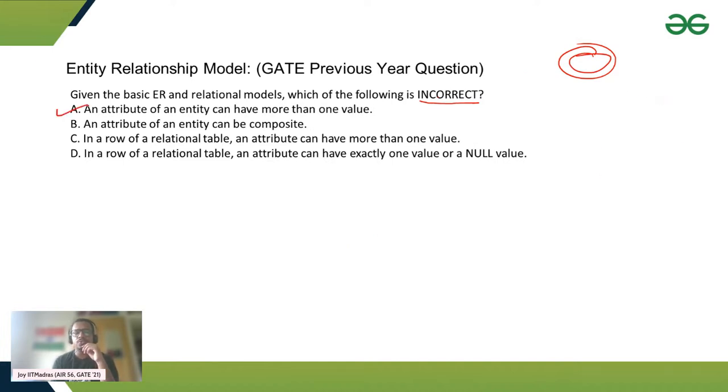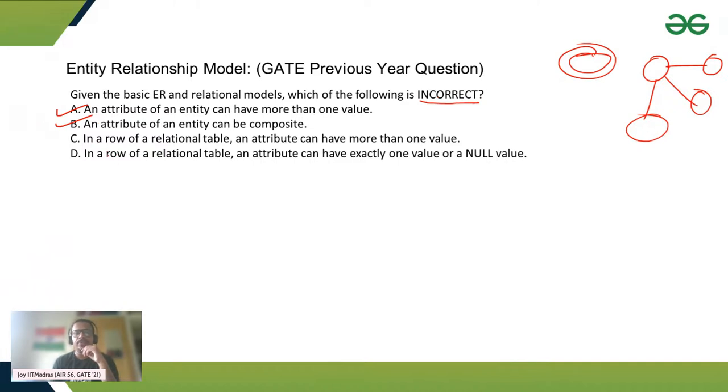So A is true. Statement 2 says that an attribute of an entity can be composite. We know that it can be composite, for example name, then first name, middle name, last name. So B is also correct.